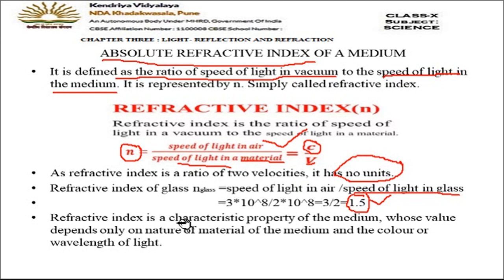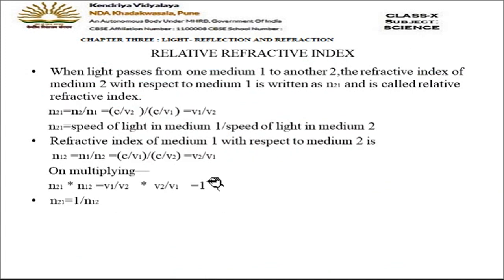Okay, now one more thing to remember, that refractive index is a characteristic property of the medium whose value only depends on nature of material of the medium and the color or wavelength of the light. Okay, so refractive index depends on the nature of the material or the medium and the color or the wavelength of the light which is passing through it. Okay, now the more the refractive index, more denser will be the medium. Fine, this you will now understand here.